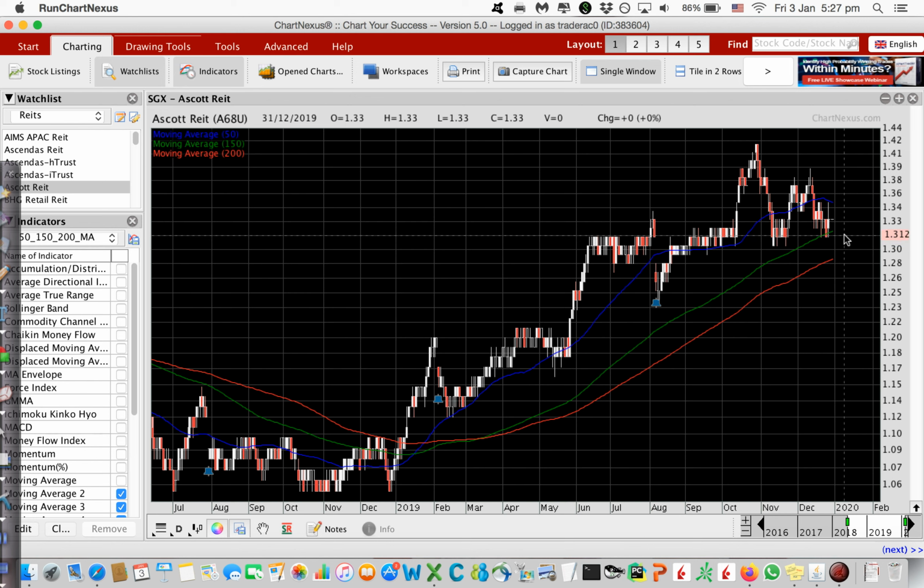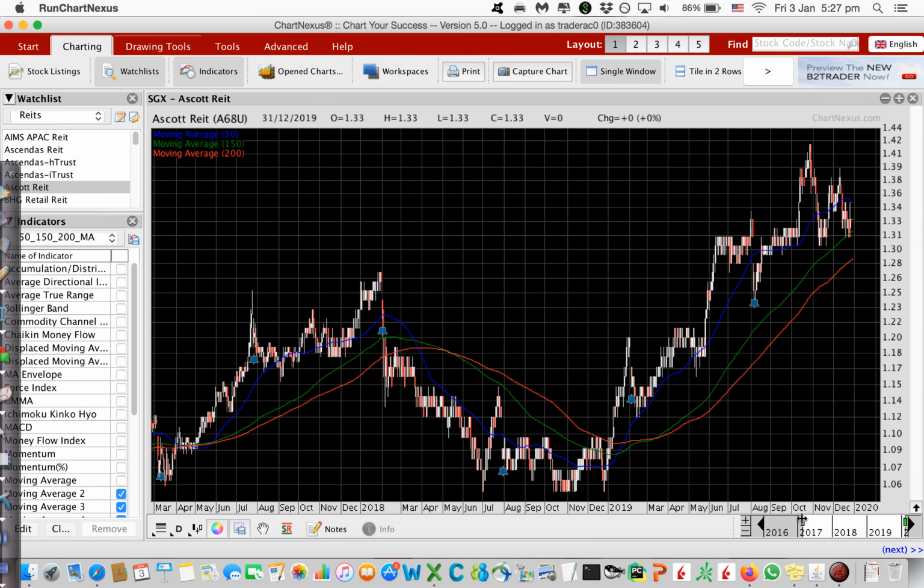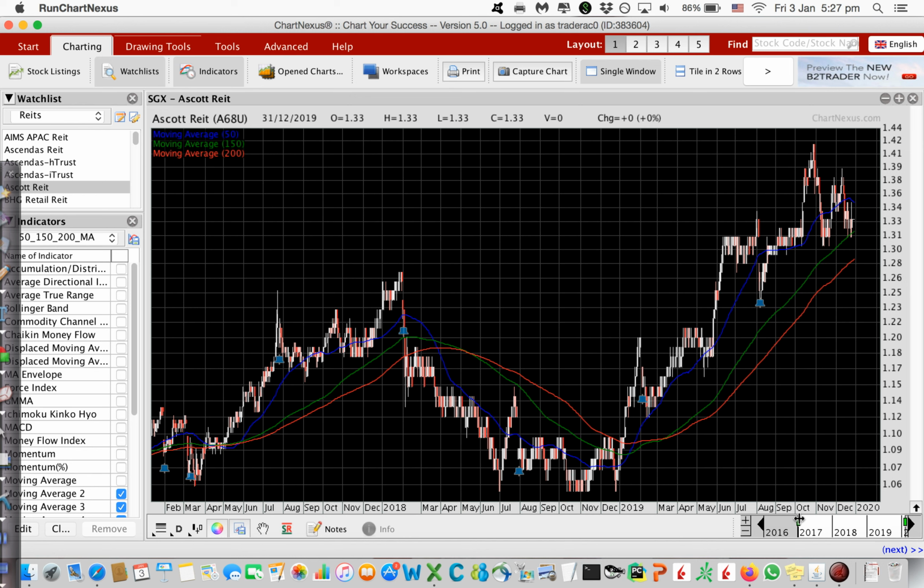Now, what to do in this case? You have two options in my opinion. You should have a look at the fundamentals of Ascot REIT, or let's say the new REIT that is including Ascot and Ascendas H-Trust. If you think that the fundamentals are good, then I would hold or maybe buy more, as you would have done with Ascendas H-Trust. If you think that the fundamentals are not as good as Ascendas H-Trust, then you should close your position and sell your shares.